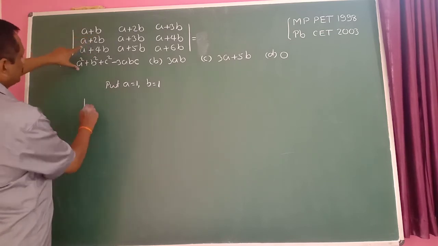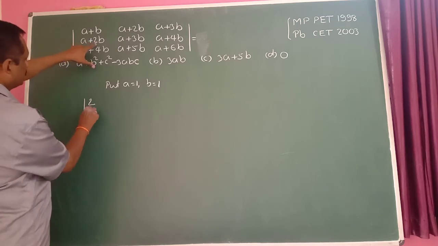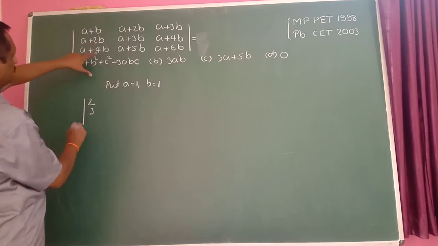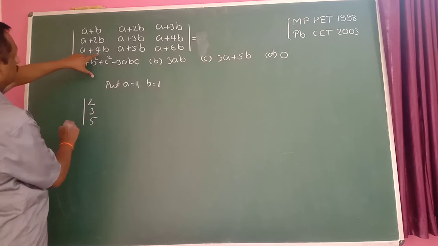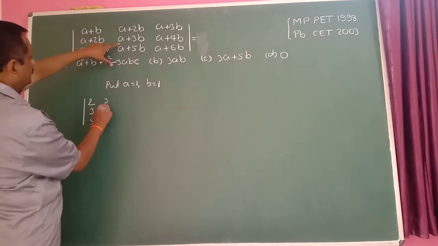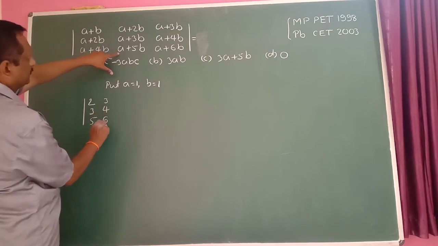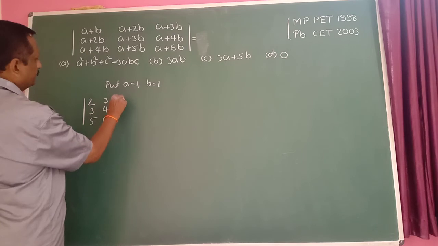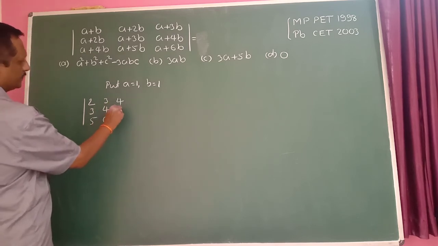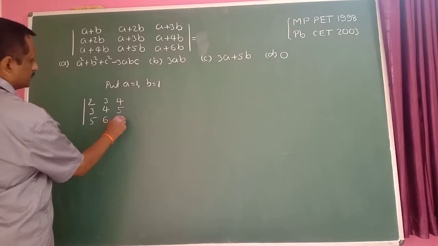1 plus 1 becomes a 2 here. Then 1 plus 2 becomes a 3. 1 plus 4 becomes a 5. 1 plus 2 is a 3. 1 plus 3 becomes a 4. 1 plus 5 becomes a 6. 1 plus 3 is a 4. 1 plus 4 is a 5. And 1 plus 6 gives us 7 here.